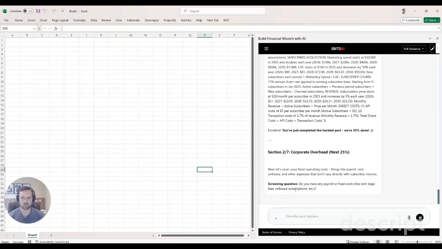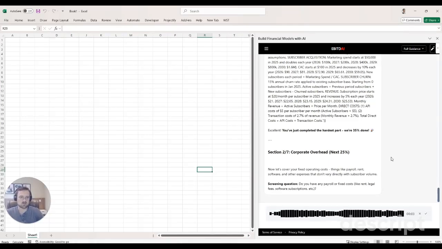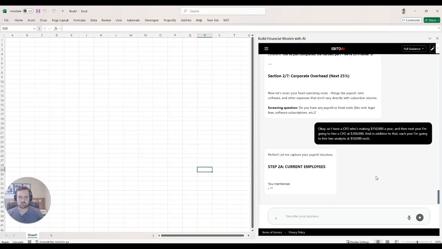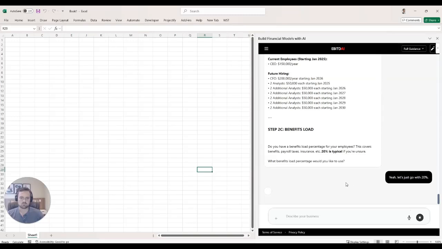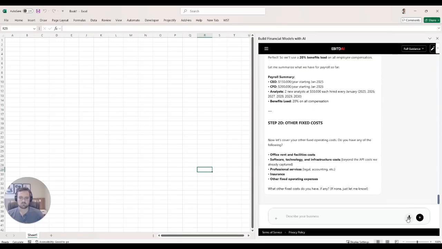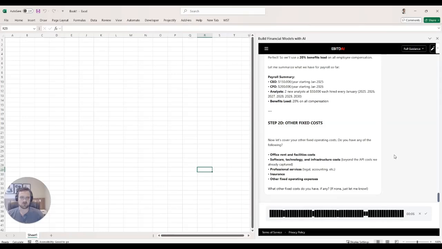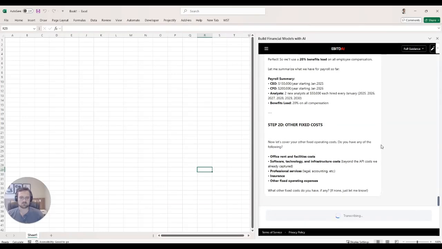Now we're moving on to corporate overhead. It's asking us if we have any payroll. So I have a CEO who's making $150,000 a year, and then next year I'm going to hire a CFO at $200,000. And in addition to that, each year I'm going to hire 2 analysts at $50,000 each. It's asking us about the benefits load. 20% is typical. Yeah, let's just go with 20%. So we have rent of $1,000 a month, and that's going to increase to $1,500 a month starting in 2026.